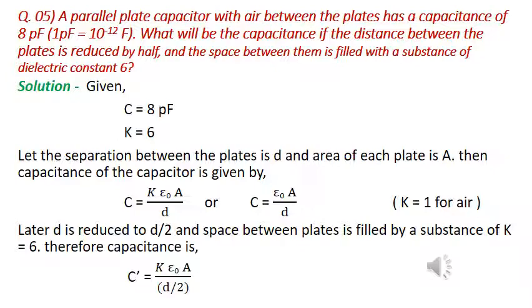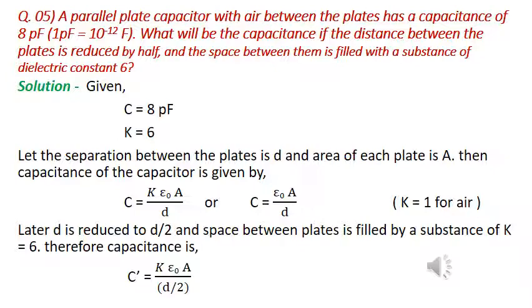Here in the solution of this question, it is given that the capacity of the capacitor is 8 picofarad and the dielectric constant is 6. Let the separation between the two plates be D and the area of each plate be A. We can write the capacitance of the capacitor as C is equal to K epsilon naught A by D.